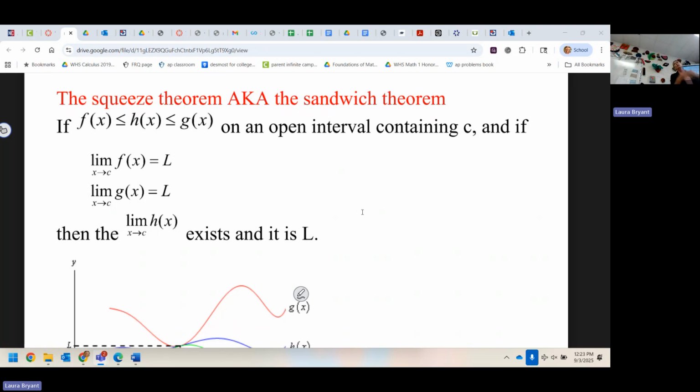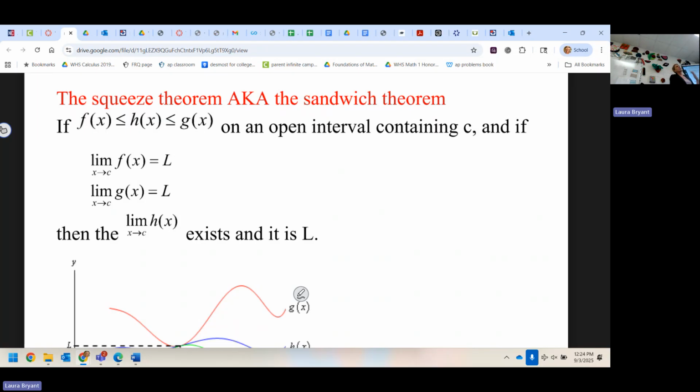This is the first of, we'll only do maybe 6 the whole year. It's called the sandwich theorem or the squeeze theorem. In the sandwich theorem or squeeze theorem, you're given in the directions that you have 3 functions: f, h, and g. This one is the smallest and this one is the biggest, and then h is in the middle.